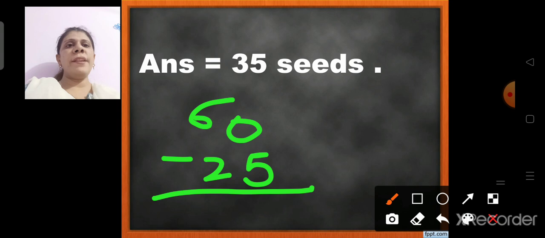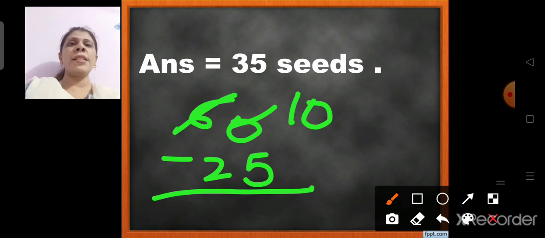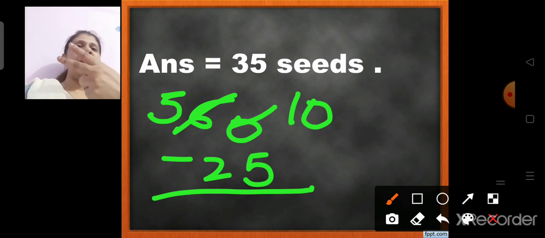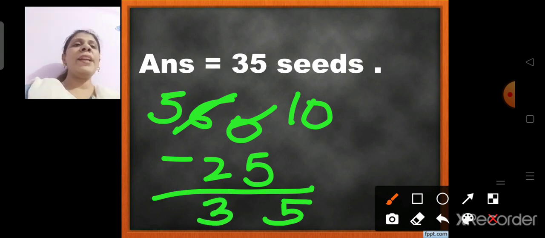Now children, here 0 is not possible to subtract from 5. So what we'll do, we'll cut this 0, make it 10, and from 6 we borrow 1, so 6 will become 5. So 10 minus 5, after 5: 6, 7, 8, 9, 10. So 10 minus 5 is 5. And 5 minus 2: 3, 4, 5. So we get 3. Correct. So when we subtract 60 minus 25, we get our answer 35 seeds.